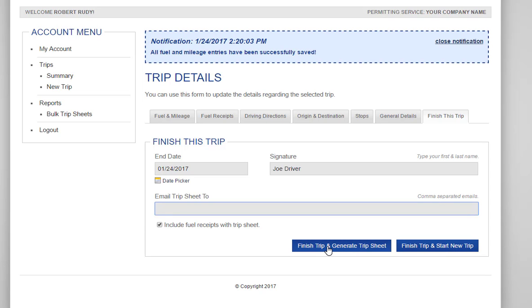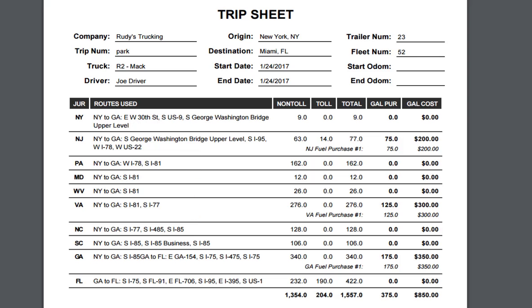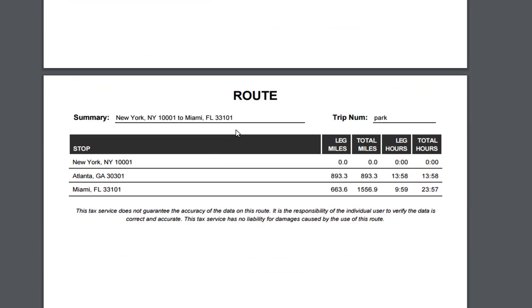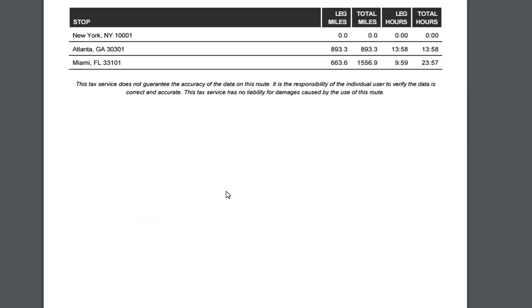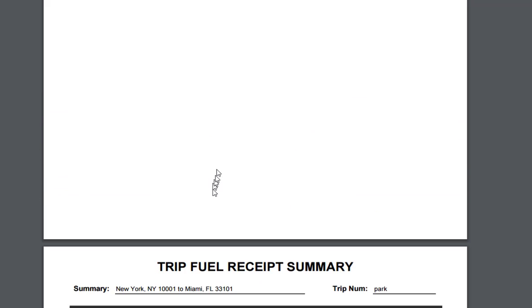Just for time, I'm going to show you what the trip sheet looks like. So I'm going to finish the trip sheet. I'm now going to download it, and here's what it looks like. Your name, your trip number, truck, driver, all the information, trailer, fleet. Here's your state, all of your routes, your miles. Here's your fuel. Here's your total route you stopped. If you would have taken pictures of your fuel receipts, they would have been right here.